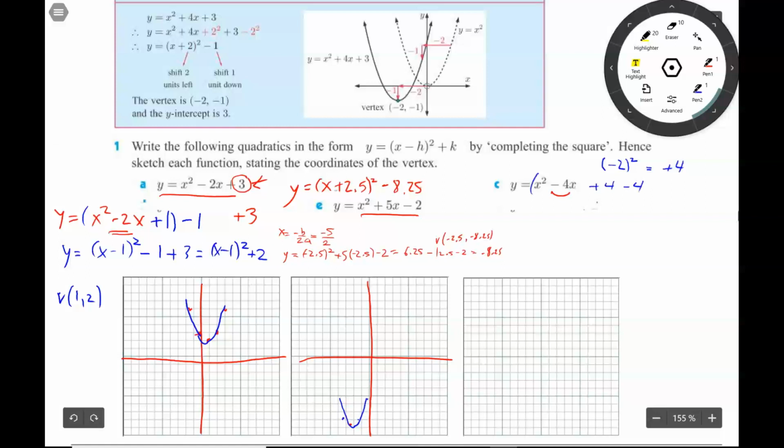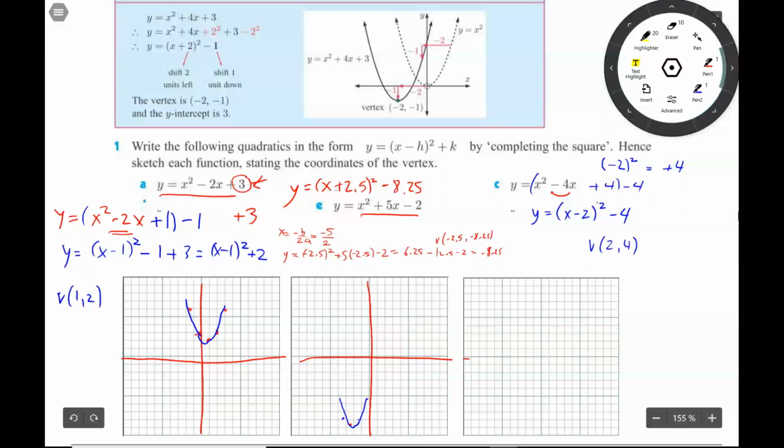Okay, and then I'm going to group x squared minus 4x plus 4 together, and then I'm going to factor that, and then it factors, of course, into a perfect square, x minus 2 quantity squared minus 4. So if you are factoring and it is not a perfect square, then obviously you're doing something wrong. So here the vertex is 2, 4.